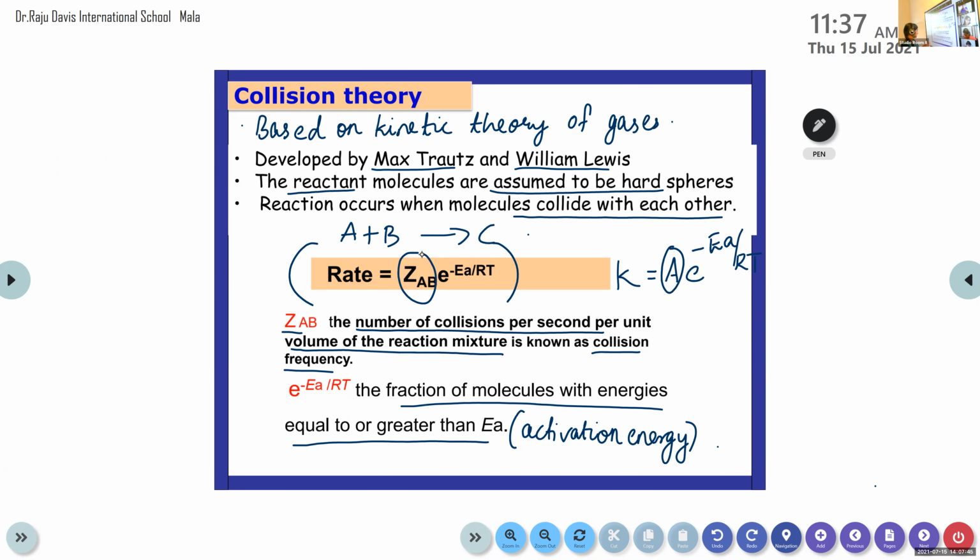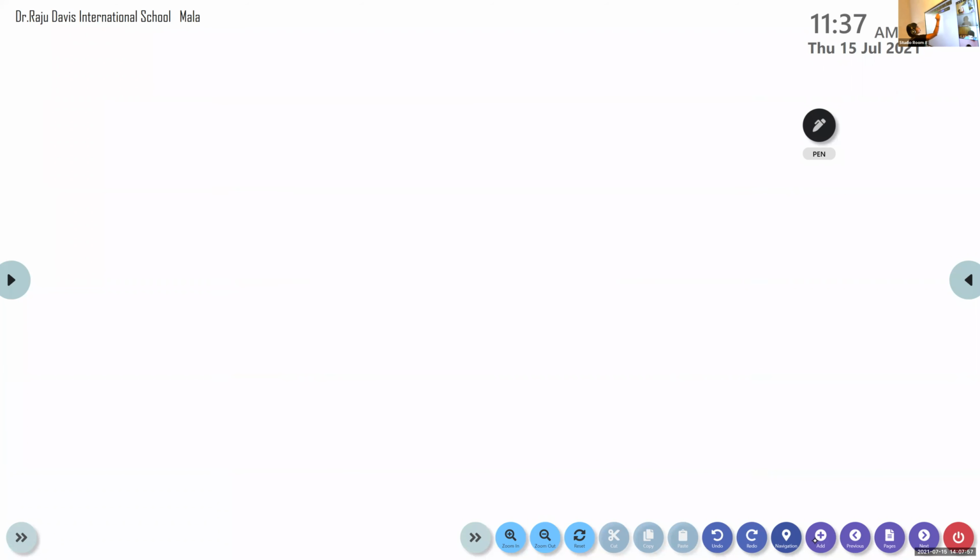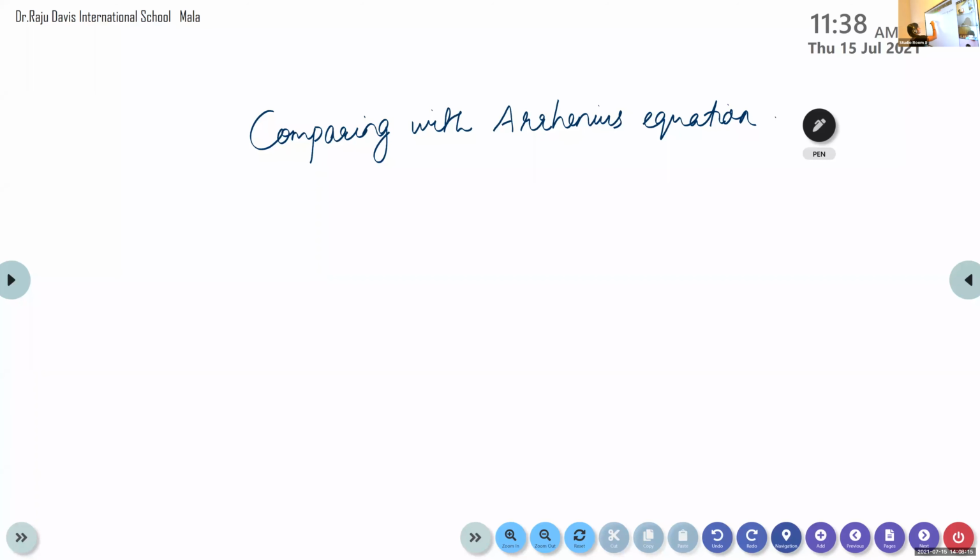Write here: comparing with Arrhenius equation, we can say that A is related to collision frequency.